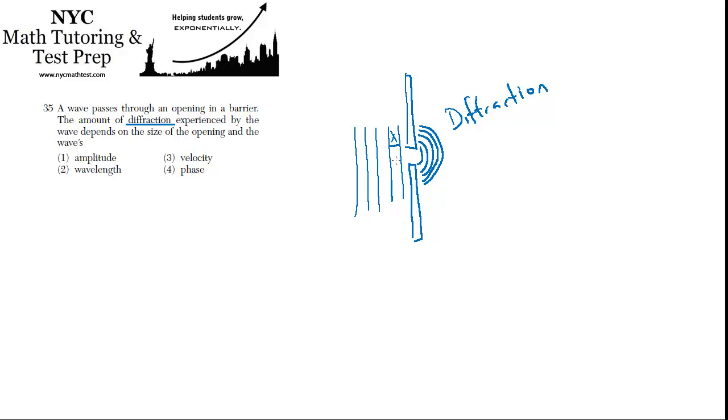If the wavelengths are really large and the opening is really small, then you may not even notice this effect at all. So it has to be roughly the same order of magnitude for the size of the opening and the wavelength.